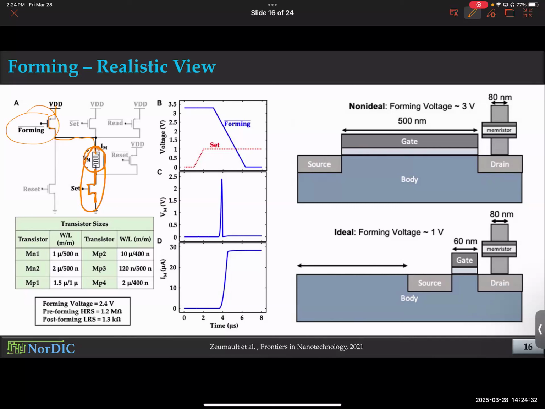So that's a huge waste if you think about it. And notice, this is the memristor's dimension. This is a realistic diagram taken from one of our own papers, okay? 80 nanometer, for example, 80 nanometer. And this is a huge transistor sitting there just to make sure we can form. Because if the transistor is not big, it will not be able to handle higher voltage. Okay, so you have this huge transistor to make sure you can form it.